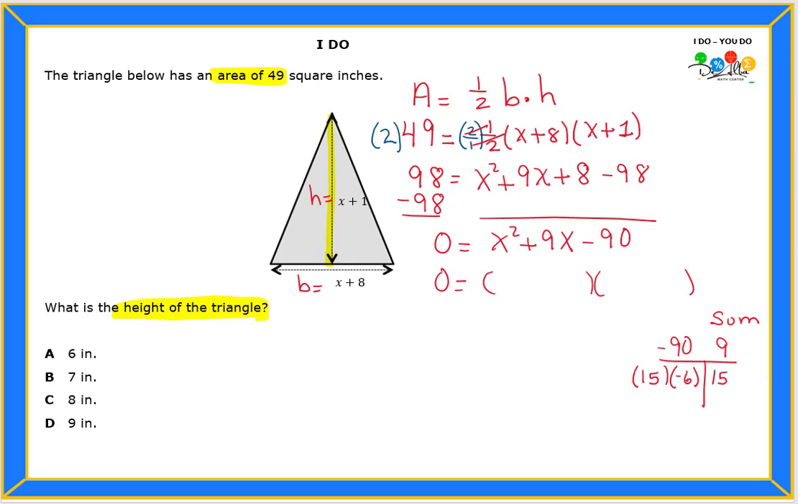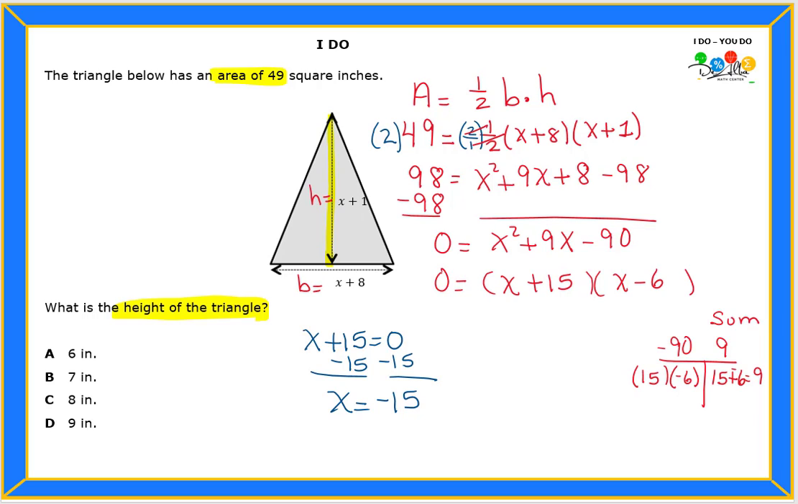And if I add them, it actually gives me a positive 9. Okay? So these will be the two factors, the ones that I'm going to use for my factors. Okay? So one of my factors is going to be x plus 15, and the other one is going to be x minus 6. Okay? Now that I have my factors, right, I'm going to make them equals to a 0. I'm going to subtract 15 on both sides, and I get x equals to a negative 15.